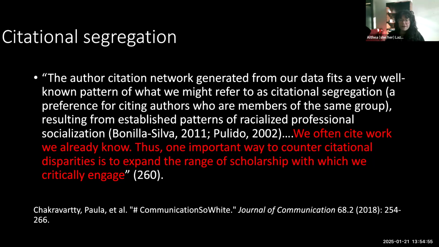This author goes on to say, we often cite work we already know. Thus, one important way to counter citational disparities is to expand the range of scholarship with which we critically engage. So here's the key. I've given you all this bad news about the kind of racial and gender and socioeconomic disparities that occur in scholarly research. But what this article is saying is that there's also a pattern of citing research that we're familiar with. So if we familiarize ourselves with research that doesn't adhere to this pattern of exclusion, if we diversify what we are reading and learning from, we are more likely to cite that later on in our careers, which kind of reverses these effects that we're talking about.